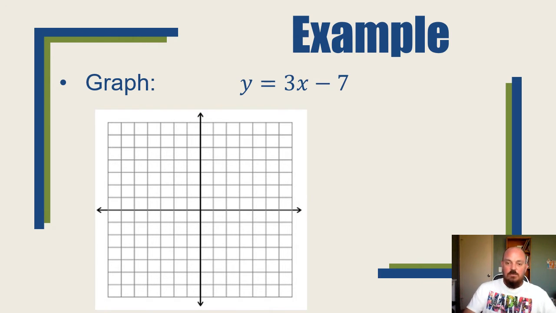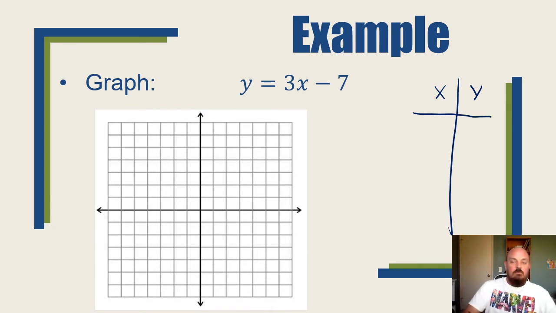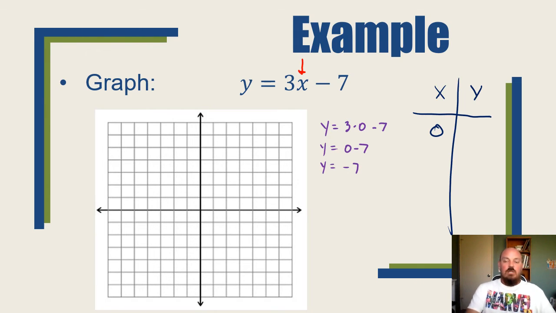So let me go off to the side here. I'm going to set up an xy table. And remember, what I'm going to do is I'm going to go through and pick basically any number I want for x. I'm going to plug it in for x and I'm going to get an answer for y. So let me start with 0. 0 is always a good one to start with. So what I'm doing is I'm basically turning this x into 0. I'm going to do the work. So basically I will have y equals 3 times 0 minus 7. 3 times 0 is 0, and 0 minus 7 is negative 7. So when I plug in 0 for x, I get negative 7 for y.